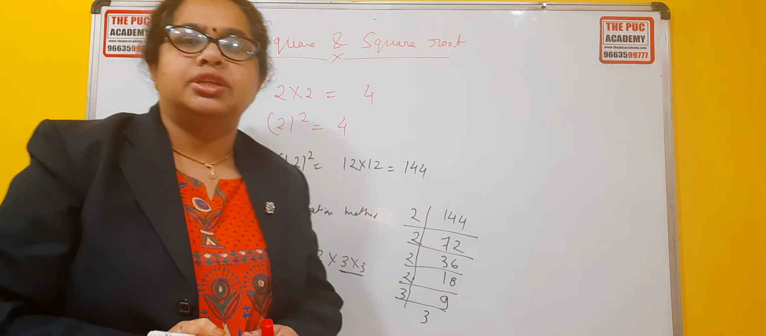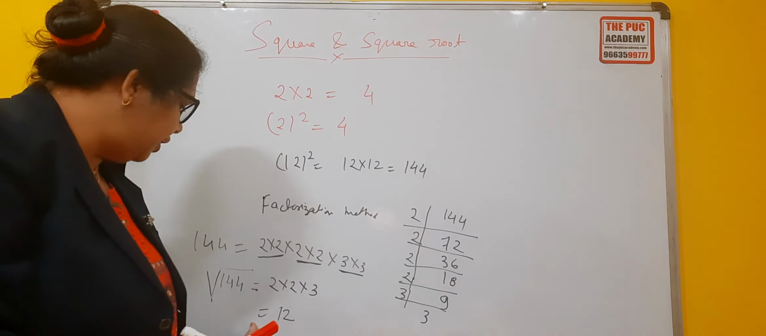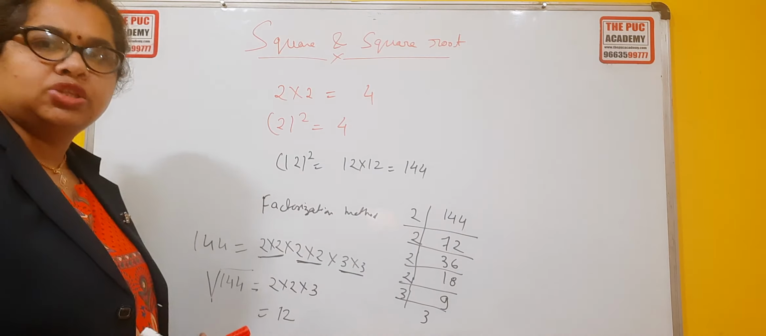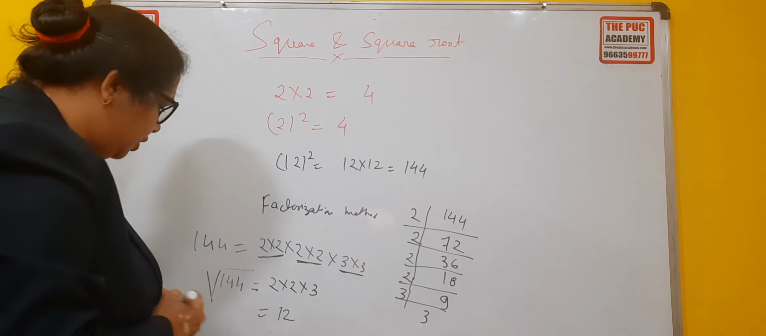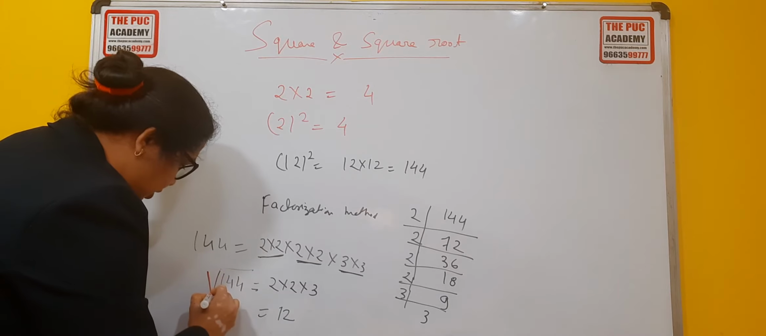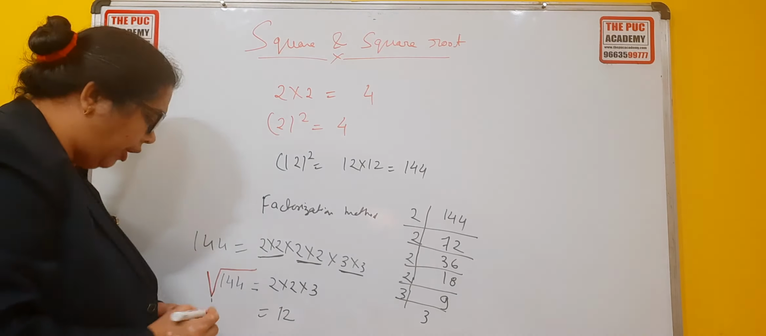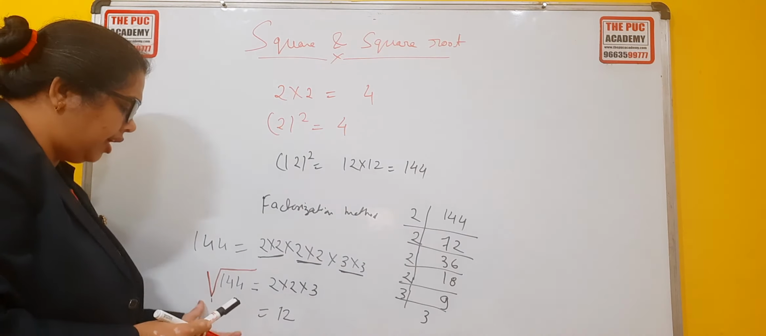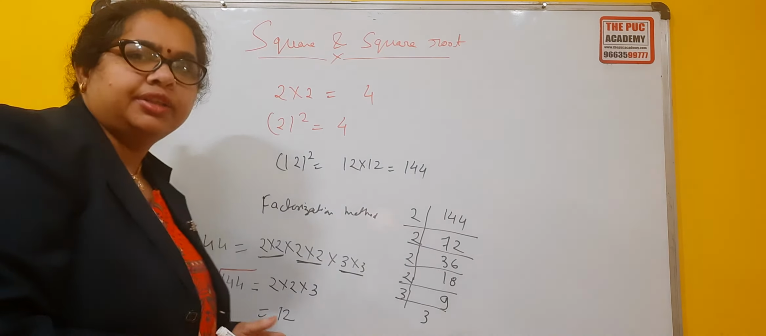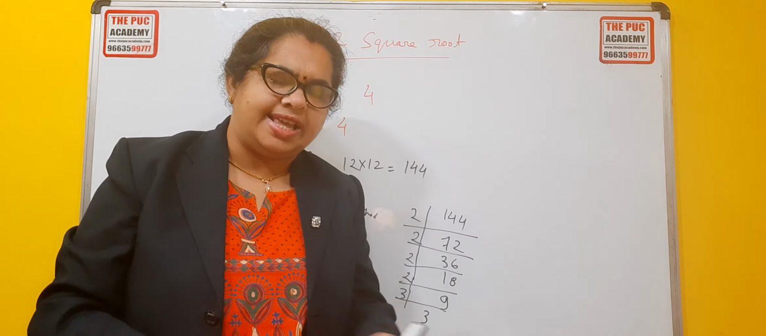Okay, so this is the basic method of finding the square root. We represent square root by using this symbol. Just see the symbol here, like a V and then one sleeping line on top. Okay, so this is the basic method of finding the square root, which you can do very easily.